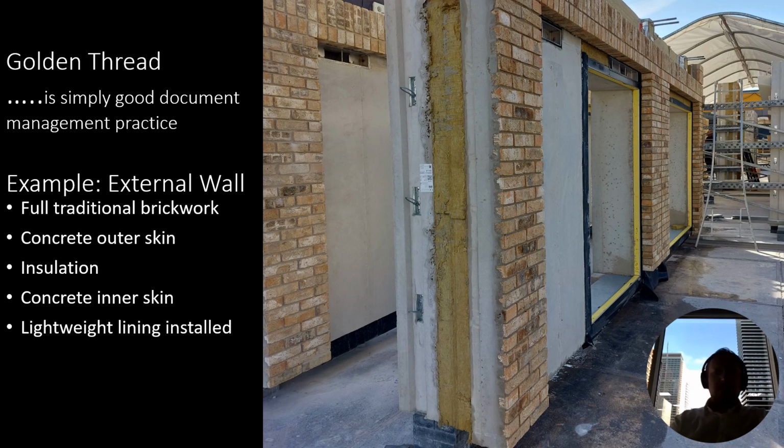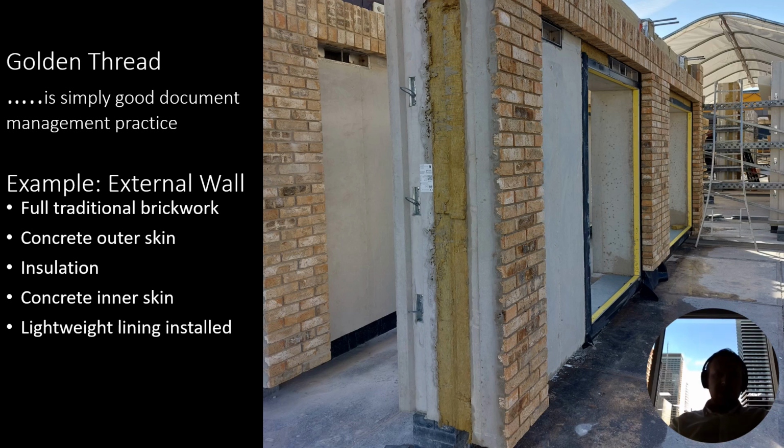The first foundational principle to implement is the golden thread, because this creates the framework for the storage of the information about the design, our decision making throughout that design, and the management of the project. To illustrate this, I'm going to use this example of an external wall, which, because it's a modular build, is particularly convenient for us to see what it's made of.